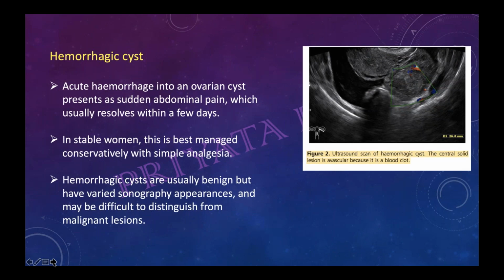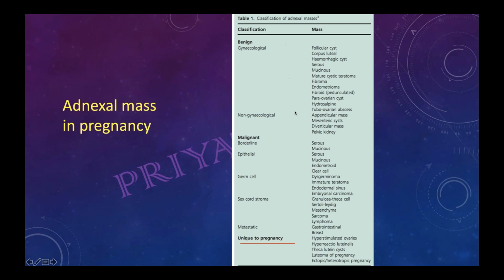Now, hemorrhagic cyst, it can be there. Usually it is managed with conservative management, simple analgesia only, but sometimes it is very difficult because they look like a malignant lesion. So these are the adnexal masses in pregnancy. No need to remember, and no question is coming from here.